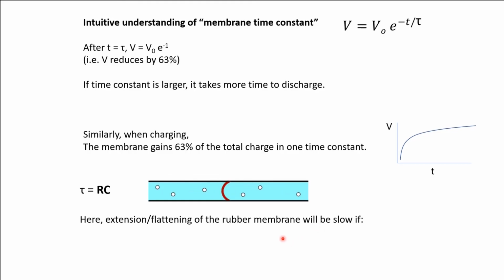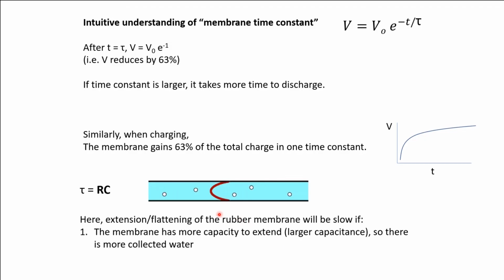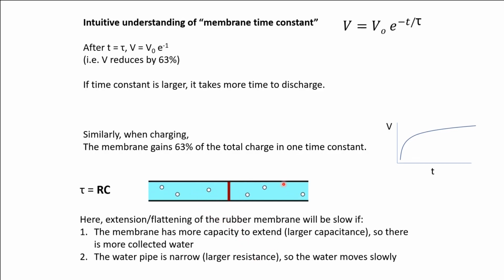This extension of the membrane or the flattening of the membrane will be slow. It will take more time if the membrane is more stretchy, so it has collected more water, or if the tube is narrow, so it will take more time for the water to flow. So the time is proportional to both the capacitance, how much water can be stored, and the resistance, how narrow the tube is. And similarly in the electrical circuits, how much charge can be stored and how slowly the current flows through the resistance. Those two factors both affect the time constant.